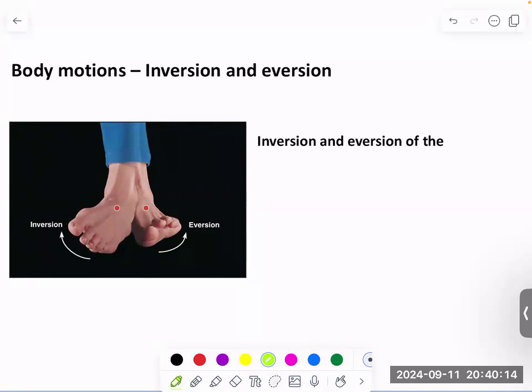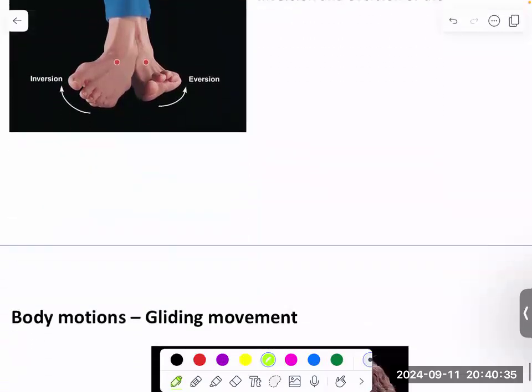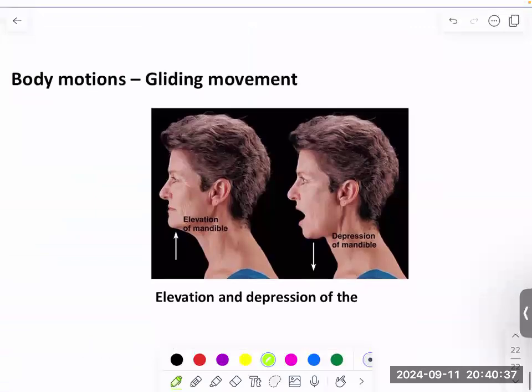Inversion and eversion. People who practice sports train their bodies to do it to an extreme. That's why people in sports medicine get injured, because they train too fast. And eversion is laterally.